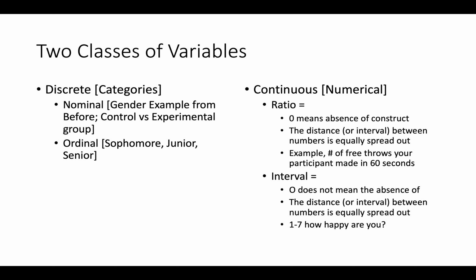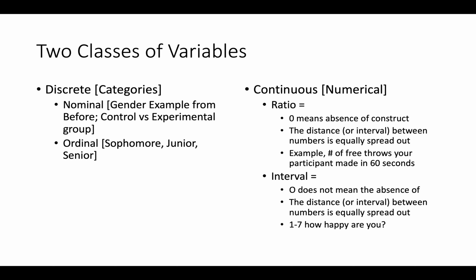I'm pretty sure that when I write a 7 on a happiness, or let me choose easier numbers, when I write a 4 on a happiness scale, when I write a 2, I'm definitely happier when I have a 4 than when I have a 2. Am I twice as happy? Not really. You could make an argument that that's an ordinal measure. Now, here's the reality of it.